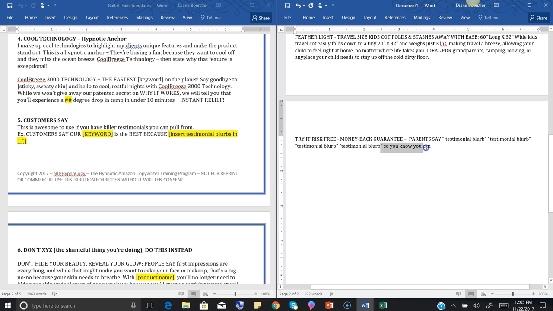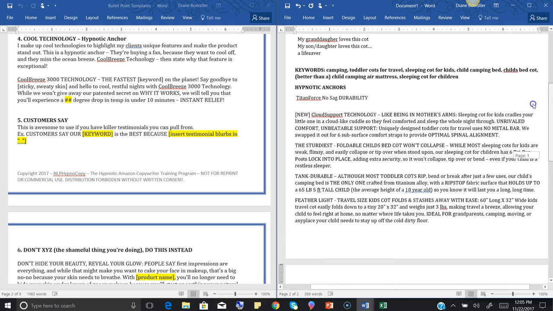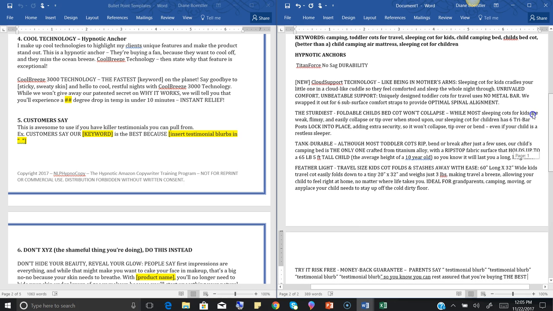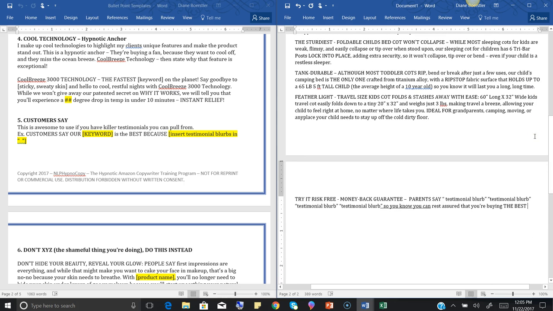Okay, so you can. That's a good transition right there. Pay attention to that. So you can rest assured that you're buying the best main keyword again. Okay, so the best, what's our main keyword here? I think we were using toddler cot, sleeping cot for kids. Let's go for that one. Sleeping cot for kids. Guaranteed. Let's see here. Sleeping cot for kids.